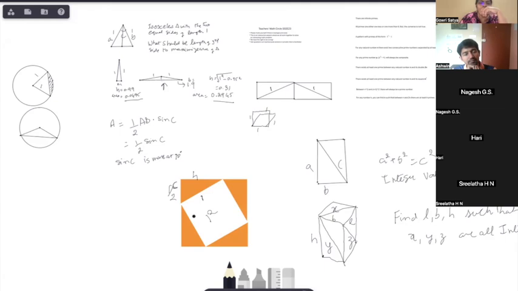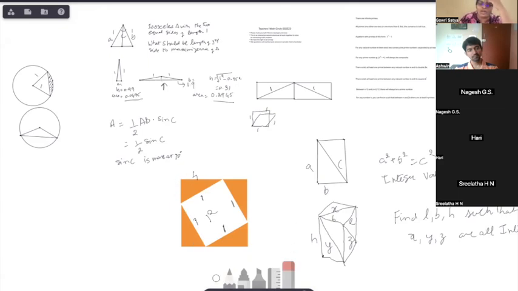Which is what? Half of C. What is C? Sorry, C is the third side. If we call it C, okay, I will just erase that. Okay, this is what we know.